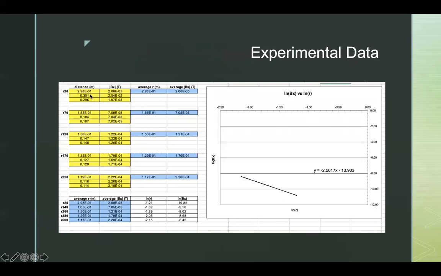So here we can see for each distance, we took 3 trials for the distance and the magnitude of that magnetic field. Down here, we have the averages, and then they eventually are plotted through these points at the bottom. And here we see that we get this line of best fit equation, y equals negative 2.56x minus 13.9.